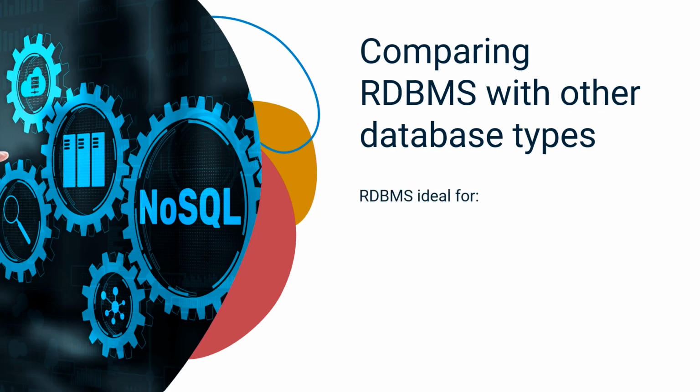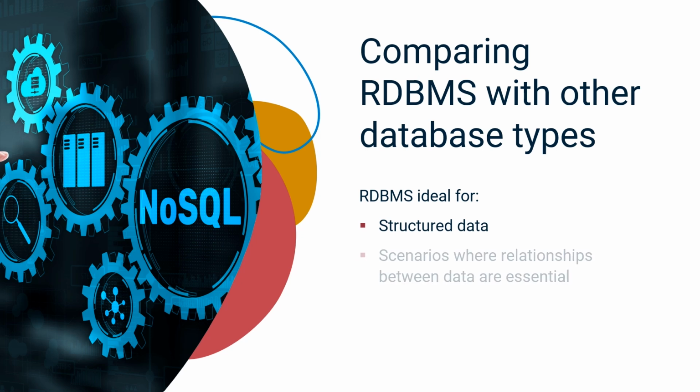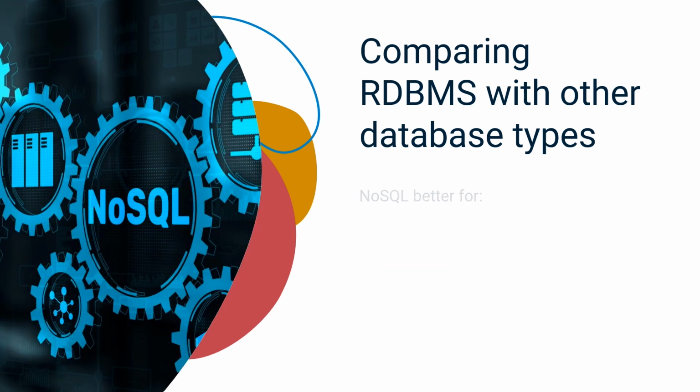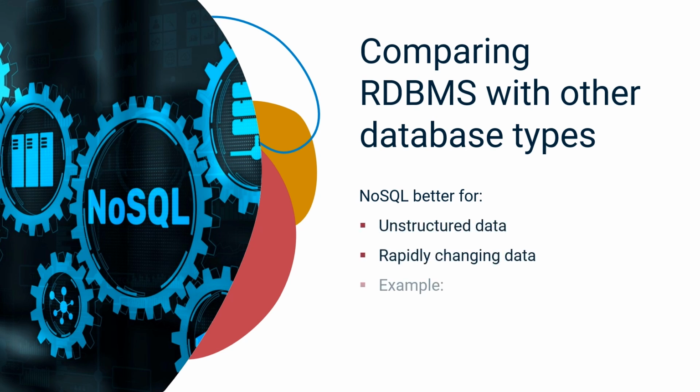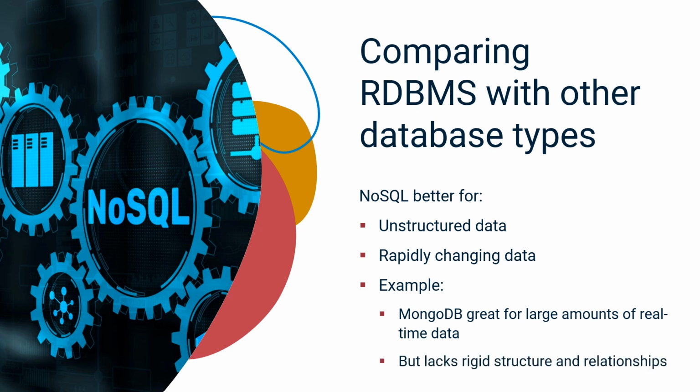Relational databases are ideal for structured data and scenarios where relationships between data are essential. However, NoSQL databases might be a better fit for unstructured data or rapidly changing data. For example, NoSQL databases like MongoDB excel at handling large amounts of real-time data, but they lack the rigid structure and relationships that make RDBMS powerful for many business applications.